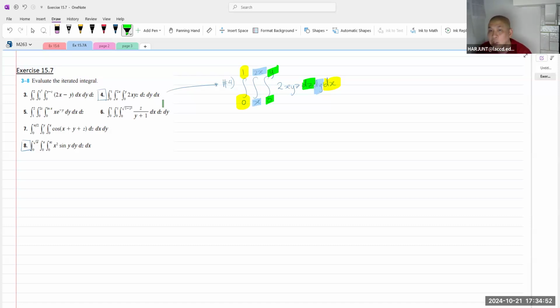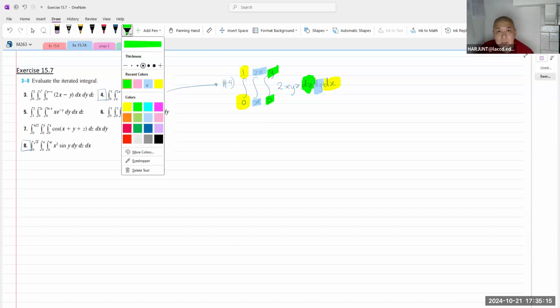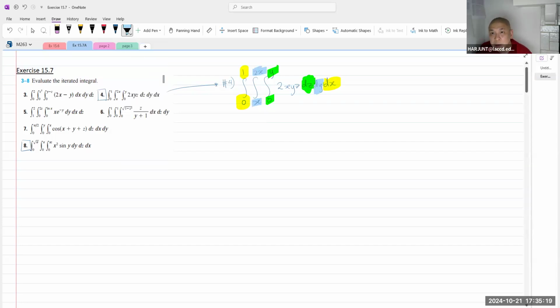The limits of the middle integral may consist of constants or the variable of the outer integral. How do I say it? The dz here, the innermost integral, can have y and x. Now the middle integral, the dy, can have x, which is the variable of the outer integral. Now the outer integral can only have constants.